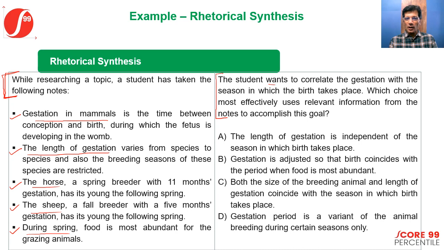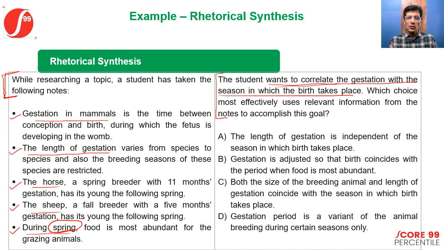The student wants to correlate the gestation with the season in which the birth takes place. So we know that just by giving a quick glance through these bulleted points, in one of the bulleted points we clearly have a mention of a specific season. When we actually read the other bullet points carefully, we probably will have more information on the other seasons too. One or two other seasons maybe. We don't know that. All right.